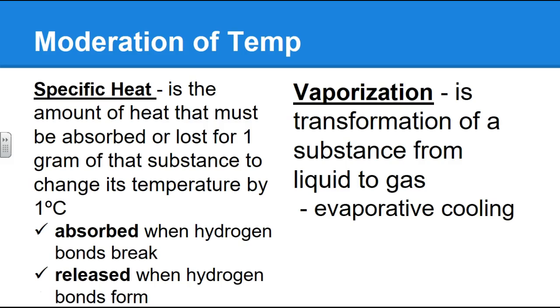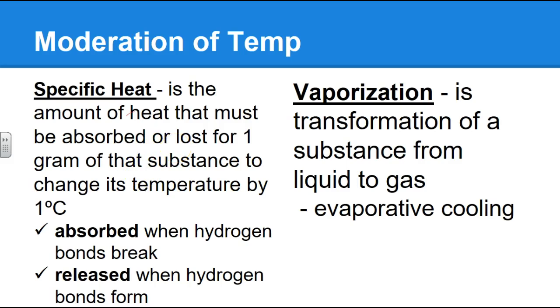Okay. So the moderation of temperature, we mentioned about temperature not being able to change so easily in water. We call that specific heat. So it has a high specific heat. Specific heat just means the amount of heat that can be absorbed or released for 1 gram of substance. It could be water, it could be any other substance. For water, when you break hydrogen bonds, you absorb that heat, and when the hydrogen bonds form, you release it.